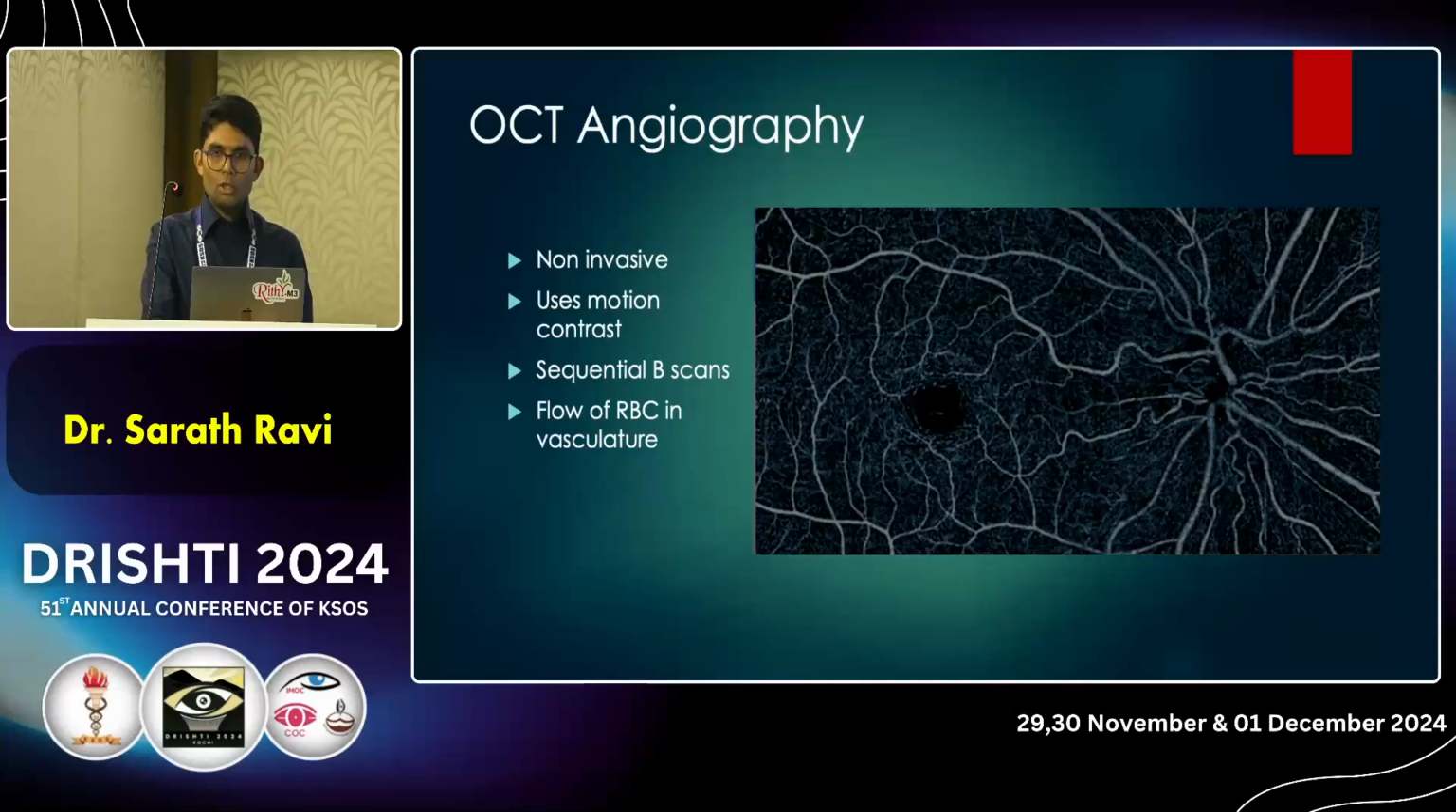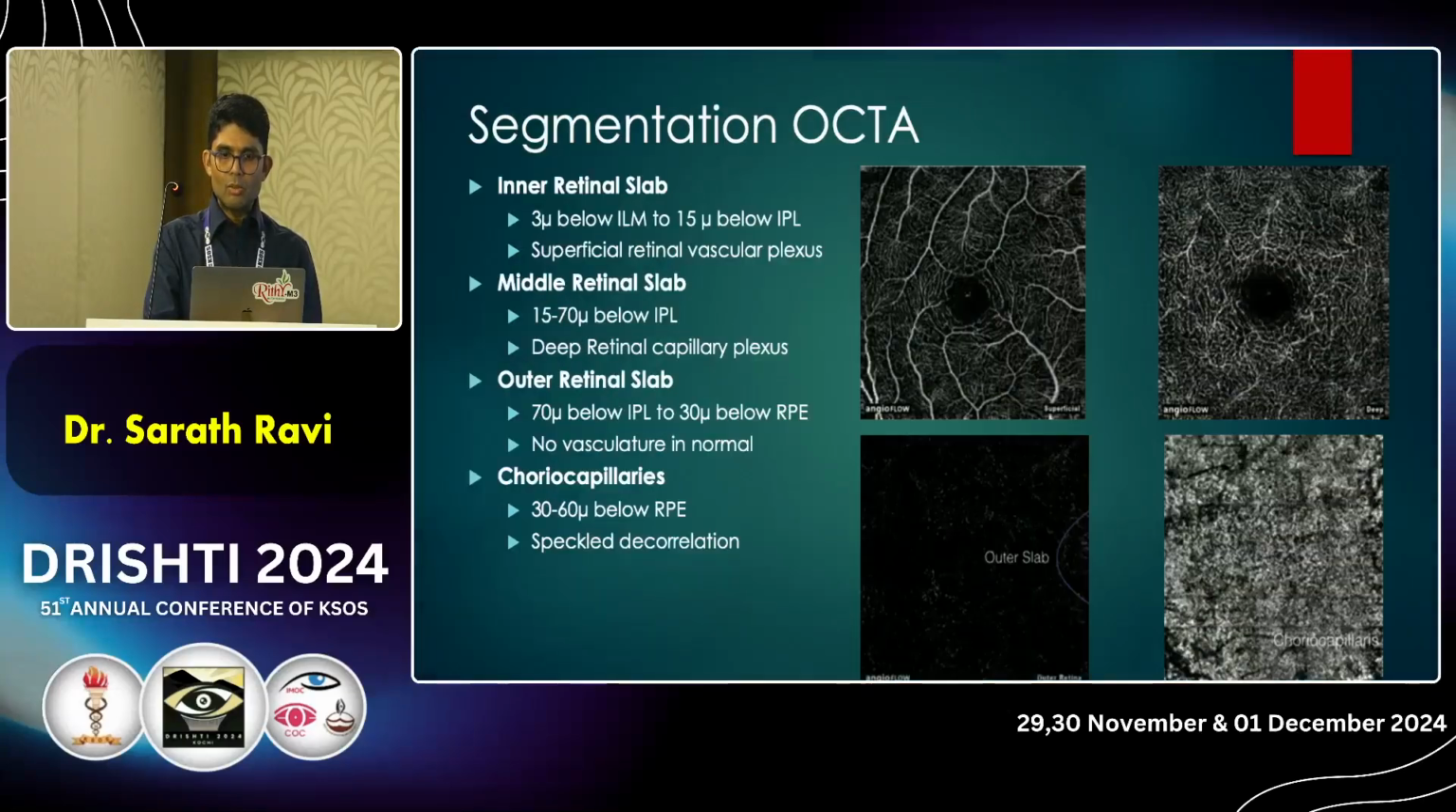So coming to OCTA, Dr. Saravana has already given a brief preview of the OCTA. It's a non-invasive imaging of the retinal and choroidal vasculature using motion contrast. Repeated B scans are taken at the same retinal location, and any change in the phase or amplitude of the scan indicates a flow of RBCs within the vasculature. So the machine divides this cube scan into multiple segments, and each slab is known to represent a particular anatomical layer.